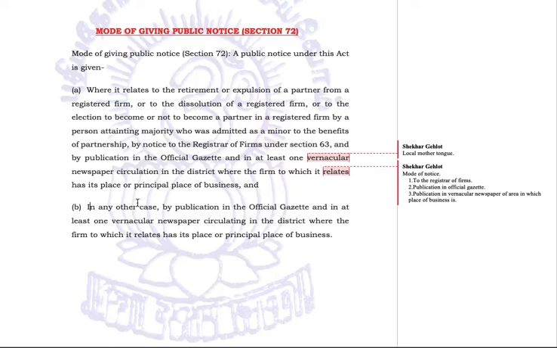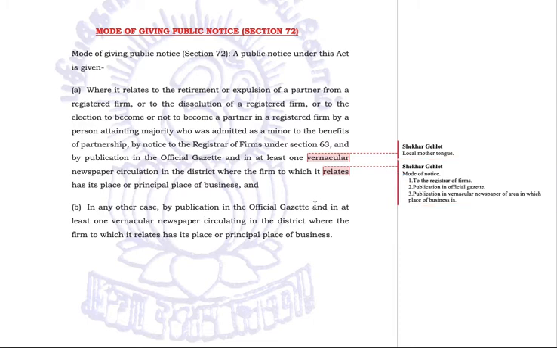In any other case, by publication in the official gazette and in at least one vernacular newspaper circulating in the district where the firm to which it relates has its place of business. Okay. In any other case, that means in the case of an unregistered firm, a firm which is non-registered, in that case you will not give the notice to the registrar of the firms. Why? Because your firm is not registered, so you definitely cannot give a notice to the registrar. And why will the registrar accept a notice of a firm which is not registered at all?